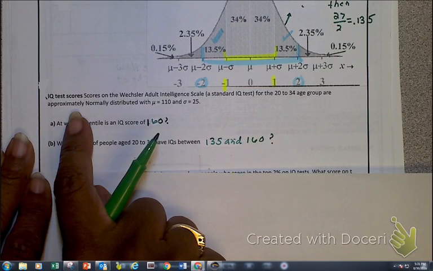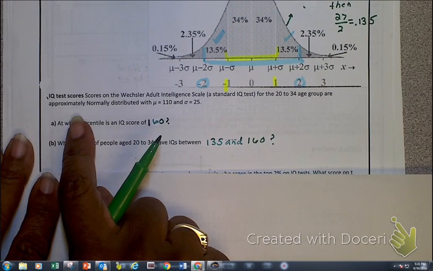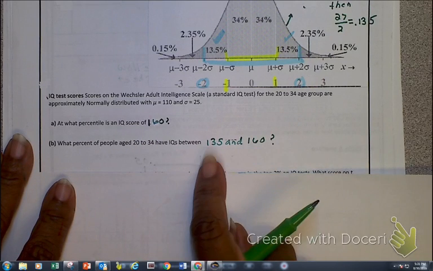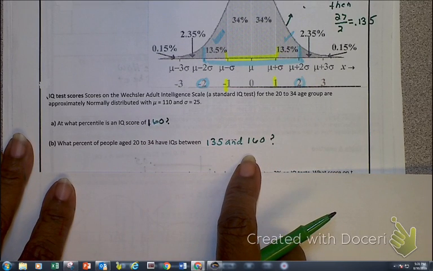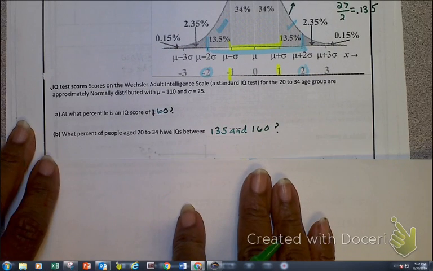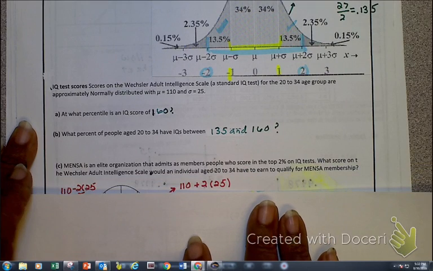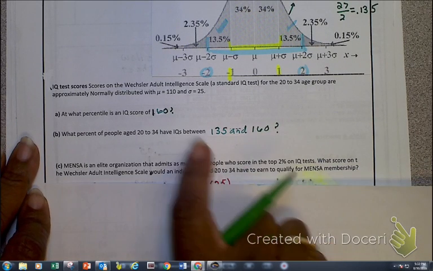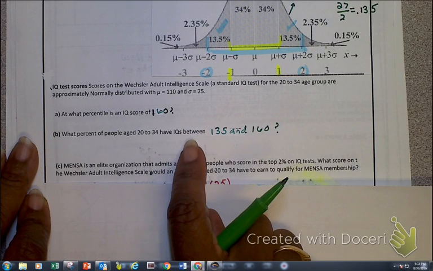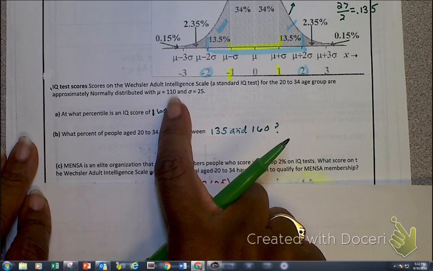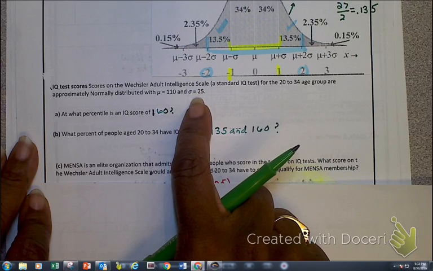Now, I want to look at this next problem, the IQ test. And as we look at this IQ test, I need you to change your values. The reason those are necessary is because we're not going to be able to use the 68-95-99.7 rule using those values. So please wipe those out. Here, as I look at these problems, I am going to find the values that go with this mean of 110 and standard deviation of 25.